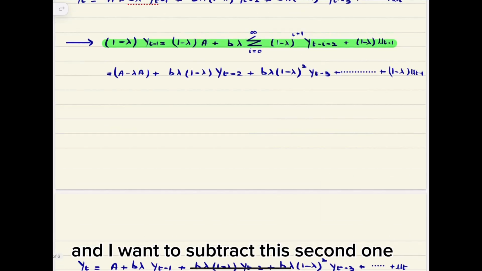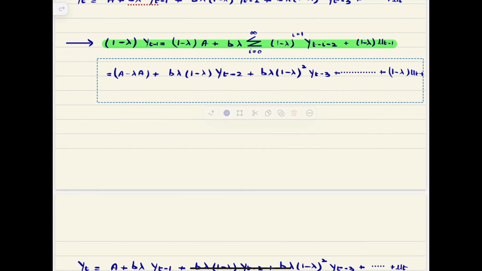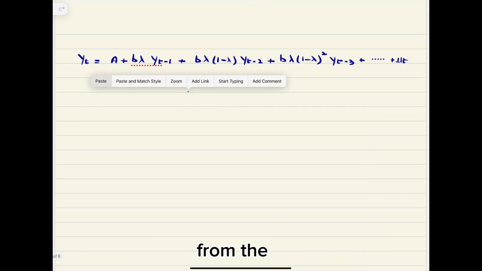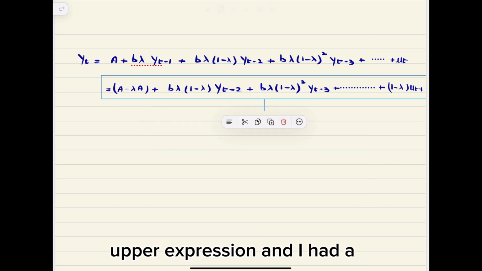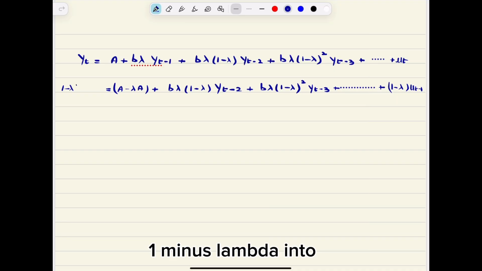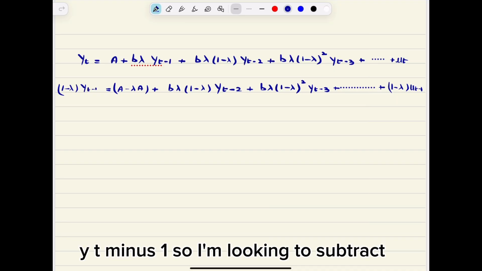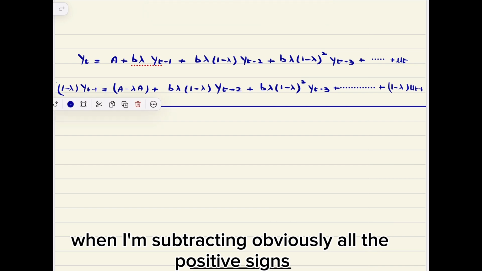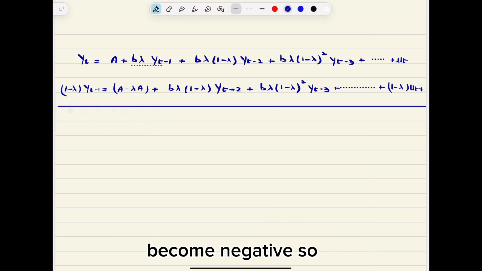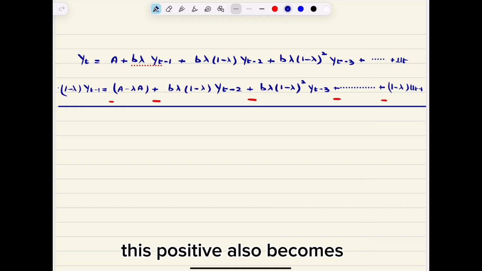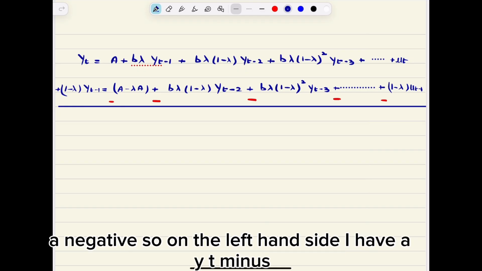And I want to subtract this second expression from the first. So I want to subtract this expression from the upper expression, and I had a (1 minus lambda) into y_{t-1}. When I'm subtracting, obviously all the positive signs become negative. So this becomes a negative, negative, negative, negative, negative. This positive also becomes a negative.